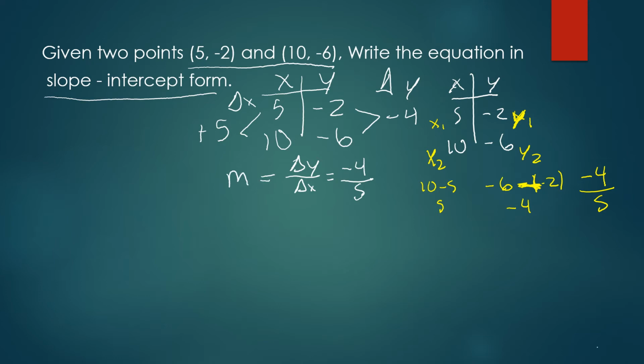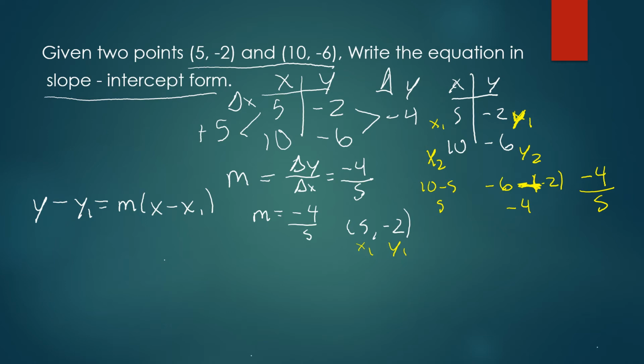So now that we got our slope, I'm going to use point slope to find my equation again. So y minus y sub 1 is equal to m times x minus x sub 1. I'm going to write down my slope, which is m is equal to negative 4 over 5. And I'm going to use the point 5 comma negative 2, and I'm going to label it x sub 1, y sub 1.